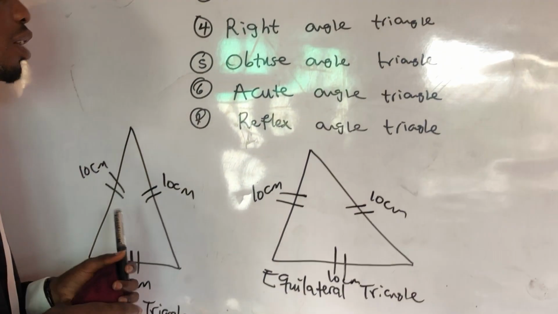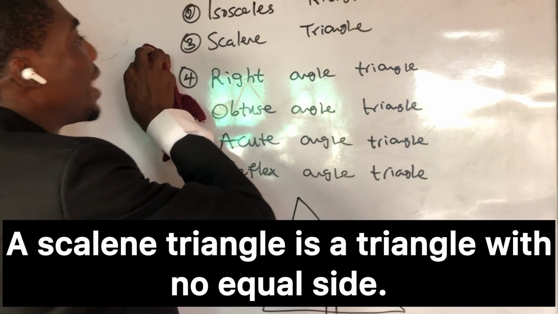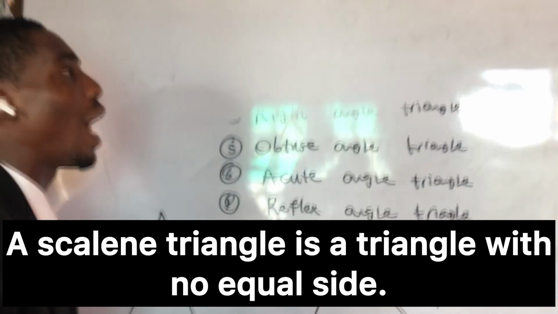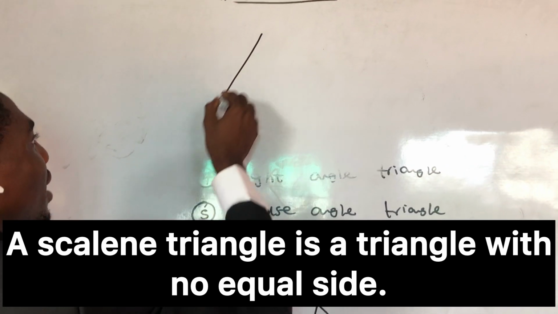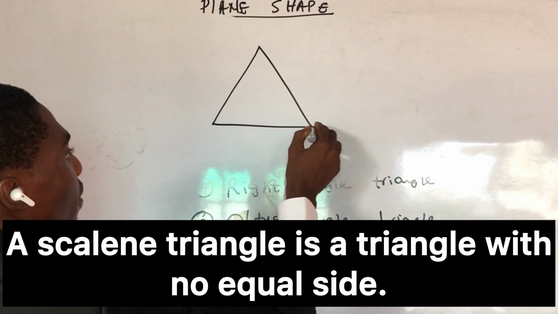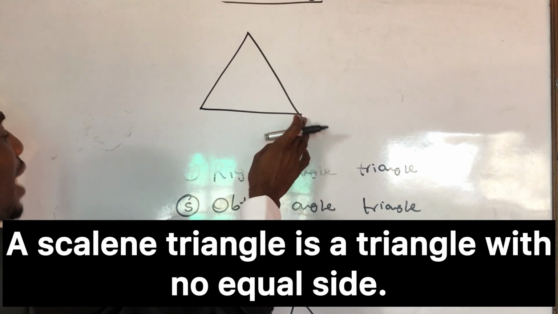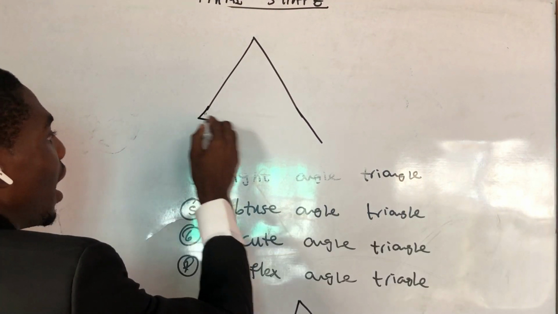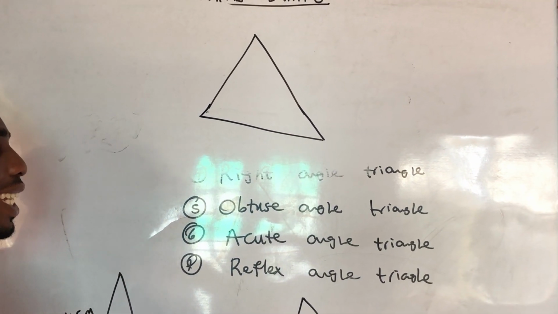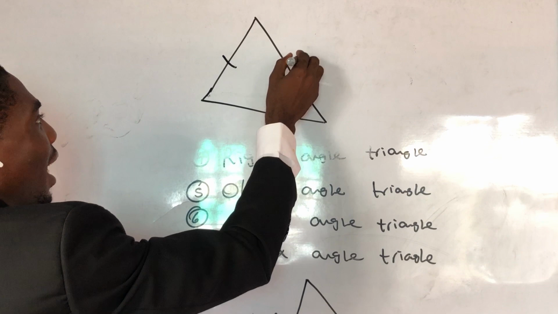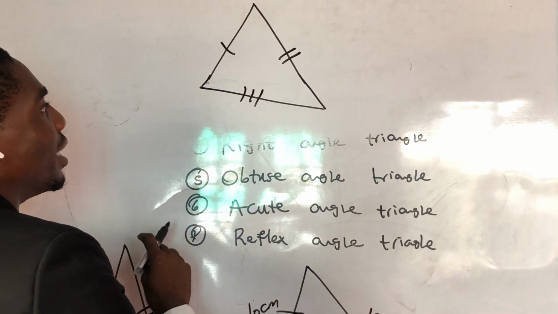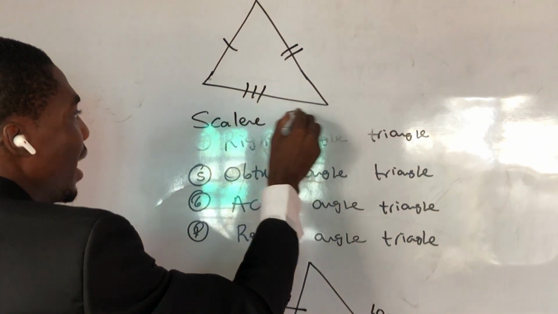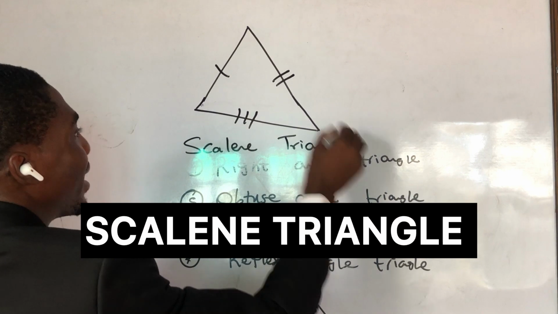So the third type of triangle is called the scalene triangle. What do I mean by scalene triangle? Scalene triangle means that the 3 sides of the triangle are not equal. A good example for that is something like this. If you look at this now, the 3 sides are not equal. Let me make it very obvious for everybody to see. This is an example of a scalene triangle. This is not equal to this, and it's not equal to this either. It is called a scalene triangle. The 3 sides are not equal.